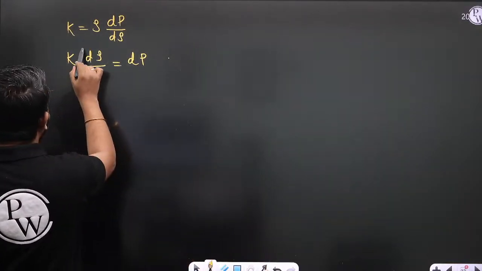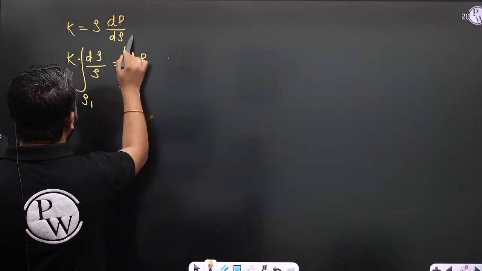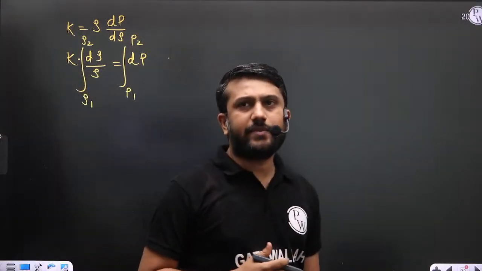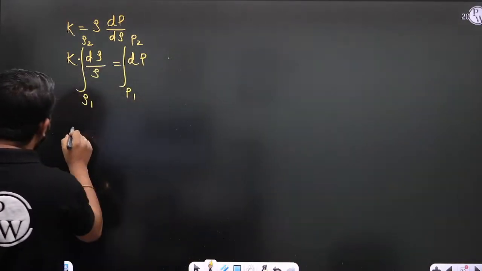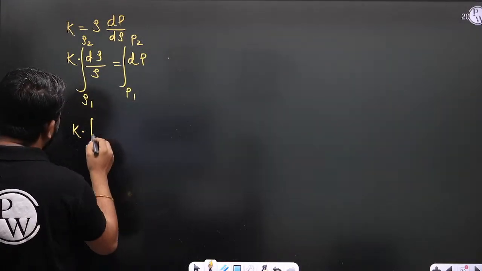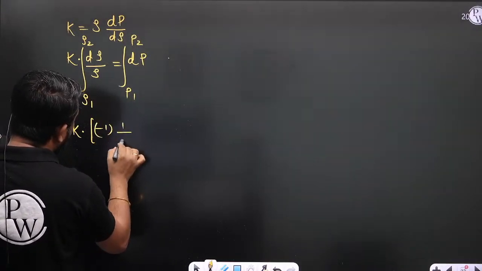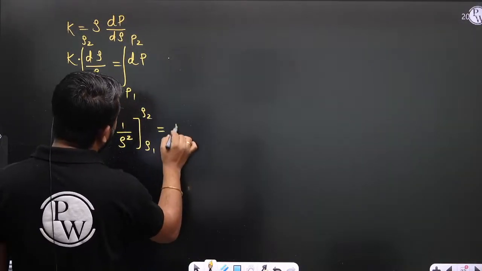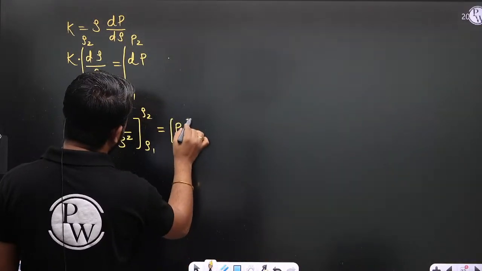Now simply integrate. So when pressure is P1, the density is rho 1. When the pressure is P2, the density is rho 2, because in this question that variation is not mentioned. So simply integrate it. This is K multiplied by rho to the power minus 1, so this is minus 1 upon rho square, from rho 1 to rho 2, and pressure P2 minus P1, or simply we can write P, from P1 to P2.